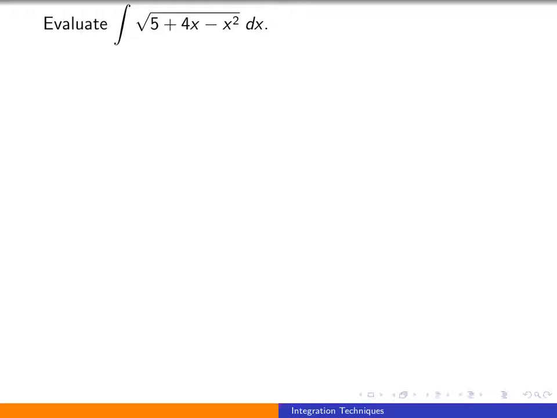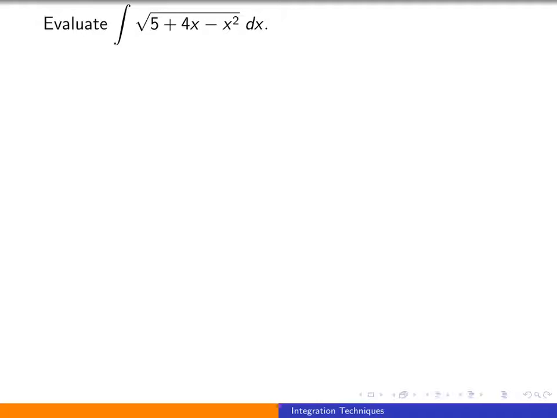In this example, we will evaluate the integral of the square root of the quantity 5 plus 4x minus x squared. Now at first glance, this really appears to be a quite difficult integral. But the observation to make here is looking at what we have underneath the square root: if we can complete the square algebraically, then we'll hopefully be able to apply a trigonometric substitution. So before doing the trig sub, let's do a small bit of algebra.